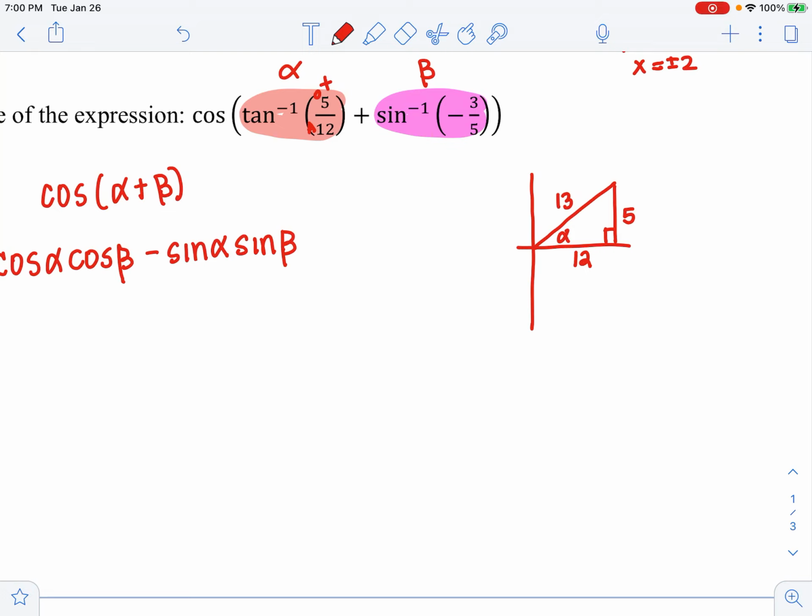Okay, now let's draw beta. So this is sine inverse. Sine inverse is only defined in two quadrants, and that, again, is quadrants 1 and 4. So now I look, and this is a negative value. So I am in the fourth quadrant. So I'm going to go ahead and make my right triangle by connecting to the positive x-axis, and this angle right here is beta.